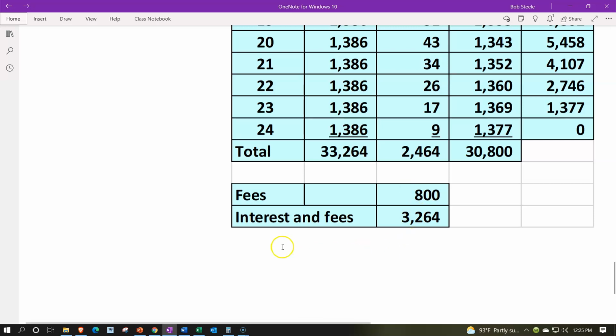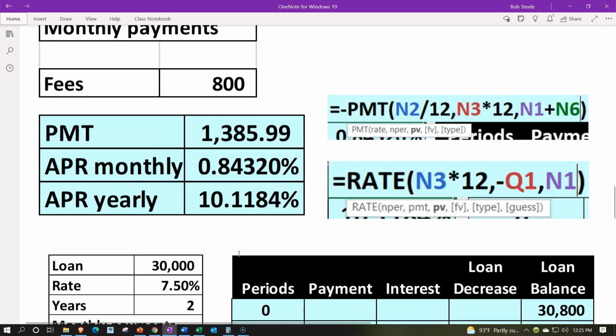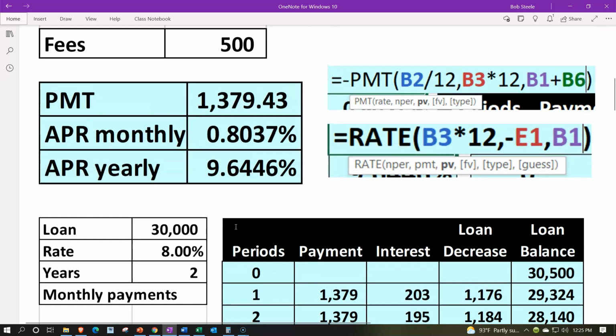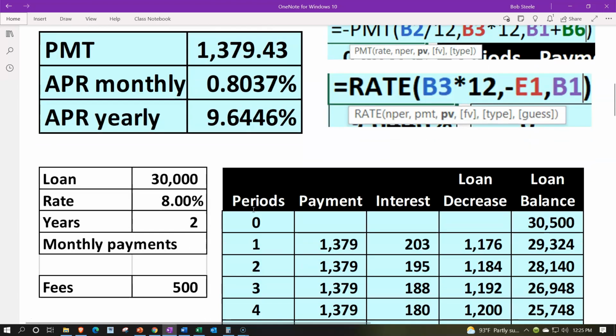So if I was to compare and contrast these two, we can look at the APR. This one has a 10.1184 versus this one that has a 9.6. So you want the lower APR generally, and so that would be the first one here. In this one, even though it has the higher rate, it has the lower APR.